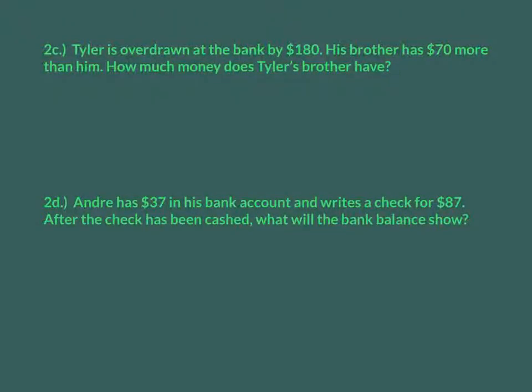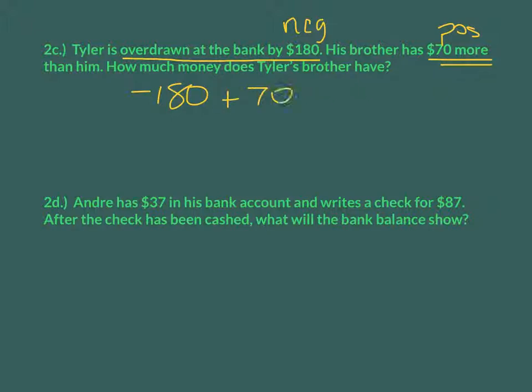Moving right along. Tyler's overdrawn at the bank. We need to understand that overdrawn means it's negative. So this is a negative number. His brother has $70 more. More means that it's positive. How much money does Tyler's brother have? Okay, well, if we add these two numbers together, we've got negative 180 plus that positive 70. Here we are again.